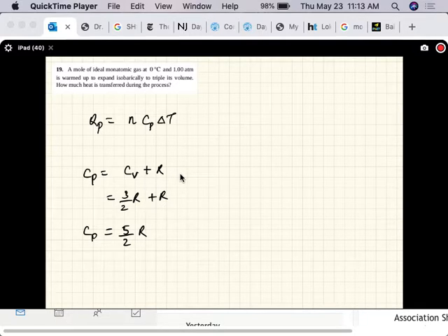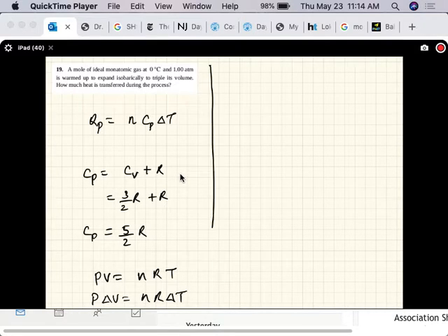All right, so now let's find delta T. PV equal to nRT, and this is an isobaric process, so P is constant, and when the volume changes, the temperature changes proportionally. Okay, so P times delta V equal to nR delta T. So the change in temperature is P delta V divided by nR.